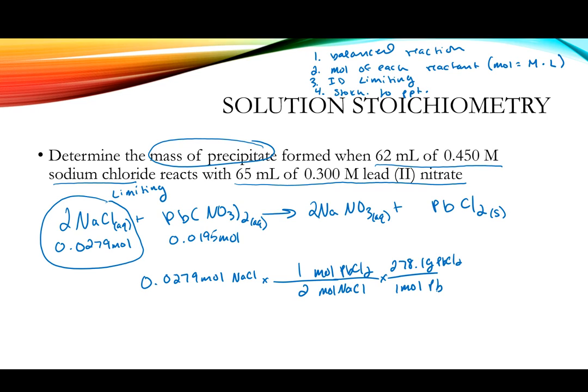And again, I'm going to the lead chloride because that's my solid product based on my solubility rules. That's my precipitate, and so that's what this question's asking for. And so when I get that answer, I'm going to use significant figures here. 3.9 grams lead-2 chloride. 2 significant figures, because looking at everything that I was given, the fewest number of significant figures that I was given is 2.